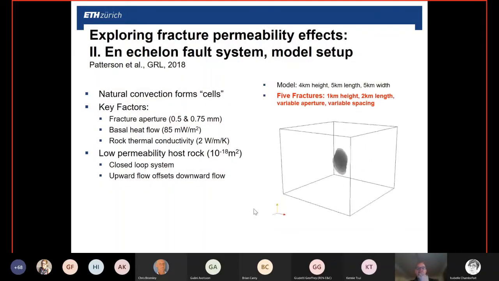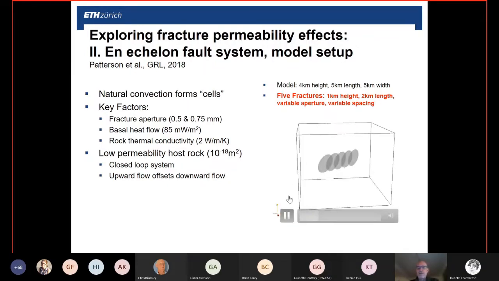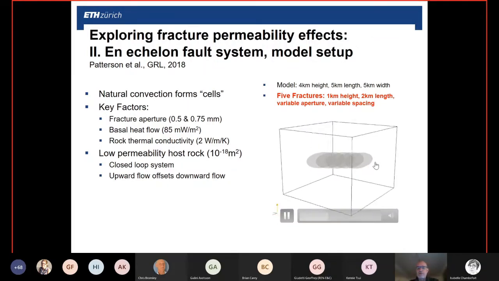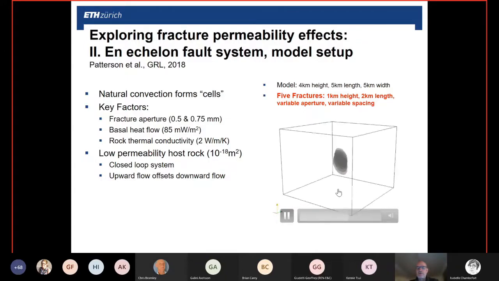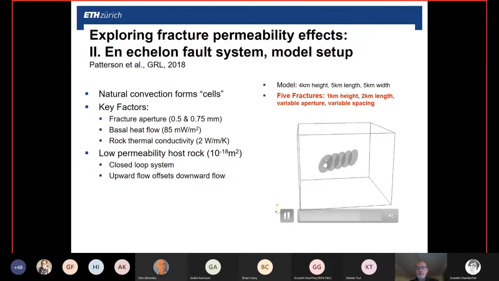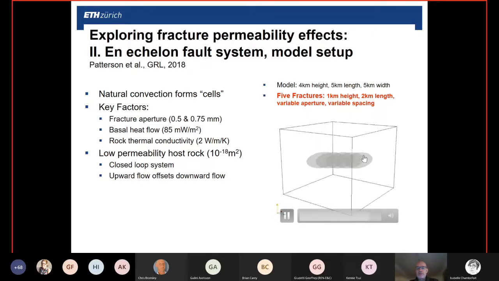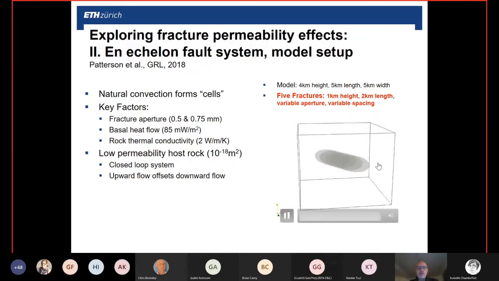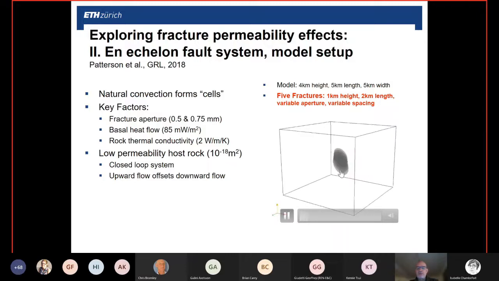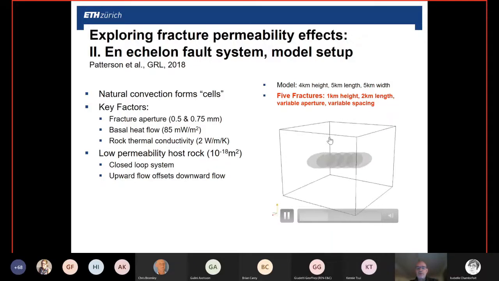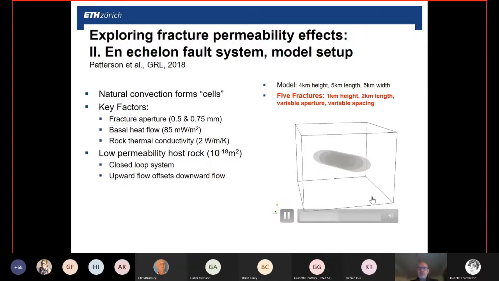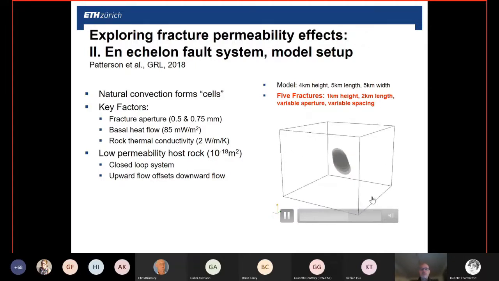So we then went to a setup of several fractures. Now you see here 5 of these elliptic fractures sitting somewhere in the crust. They are in an echelon style arrangement, and they sit in an essentially impermeable matrix. So there is no hydraulic connection between them. Again, there's a geothermal gradient in here, and then James looked at what is happening.